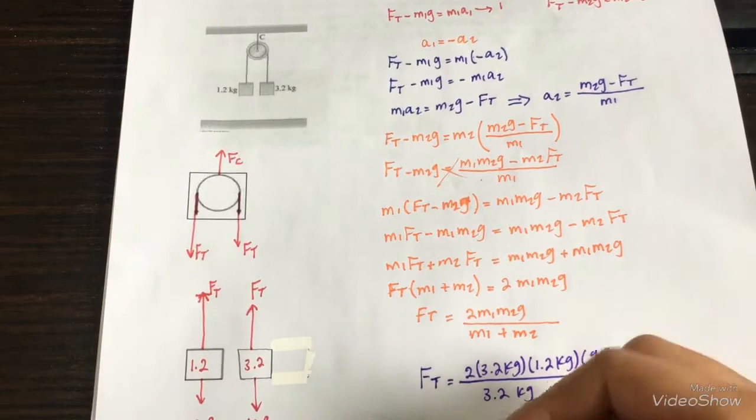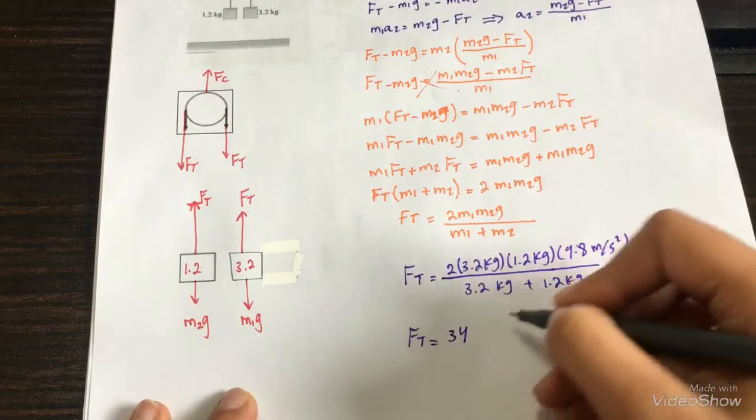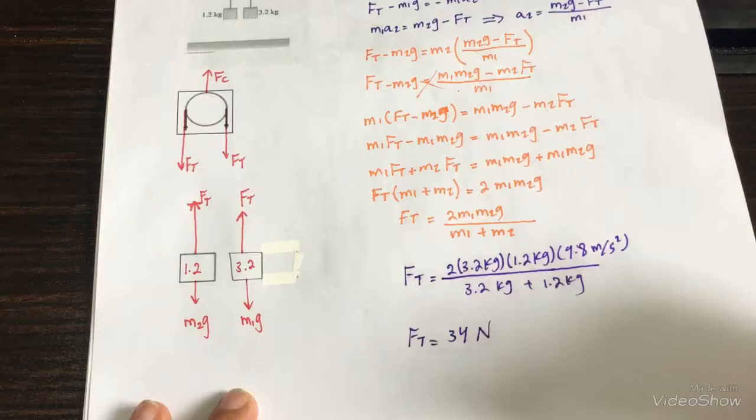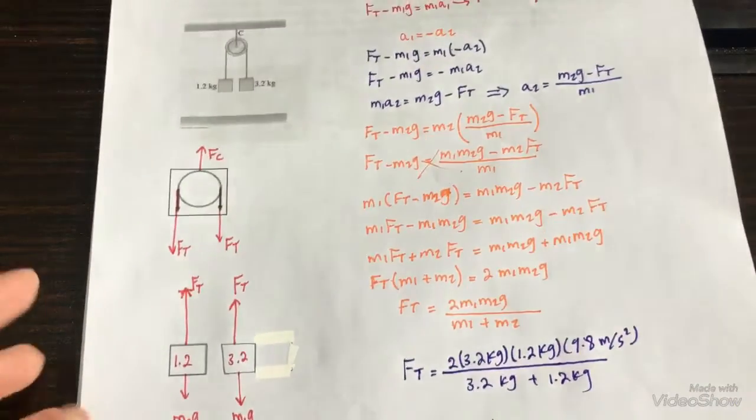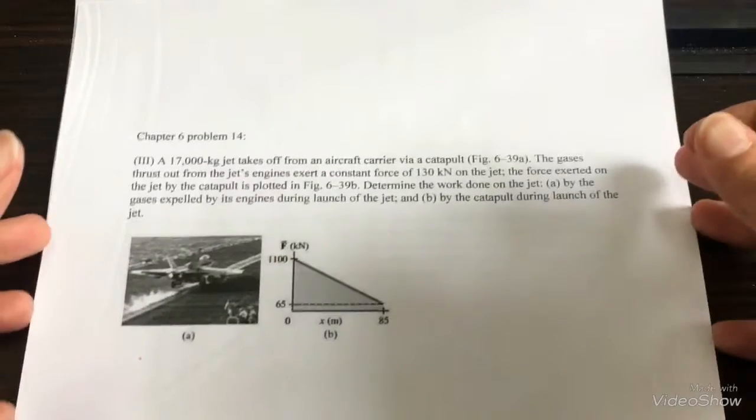And the final answer is 34, and the unit of force is Newton. So this is the first problem. And the second one is going to be from chapter 6, problem 14.